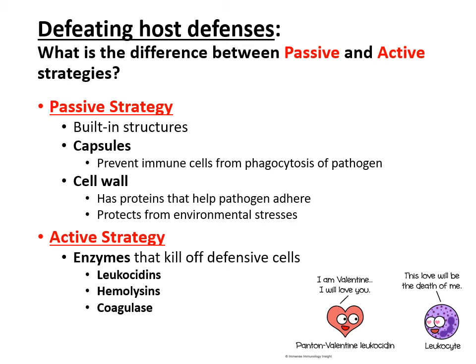So leukocidins, that's an enzyme that will kill leukocytes, which means white blood cells. Hemolysins instead, hemo, are now going to kill red blood cells, causing those red blood cells to lyse. And then coagulase, I'm sure you've all heard the term coagulating. Coagulase will cause blood clots in the host, which slows down those immune cells from getting around. Okay, so make sure you're very comfortable with the terms passive versus active and what the examples are of both of these.